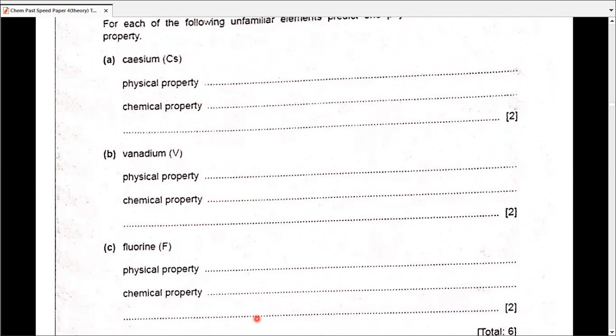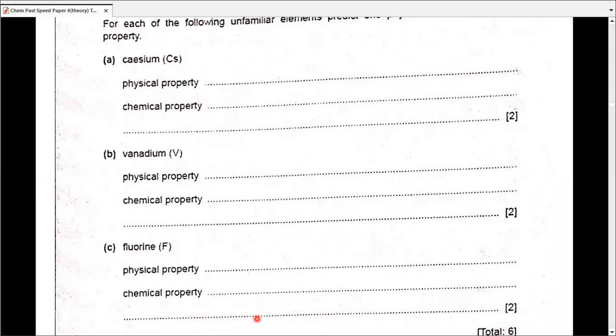Okay, a quick revision. Physical properties belong to their appearance. It's something that can be described physically, but not as a chemical reaction. It can be color, state of matter, melting points, boiling points, density, hardness, electrical or thermal conductivity, malleability or ductility, sonority, or shine. These are all physical properties.